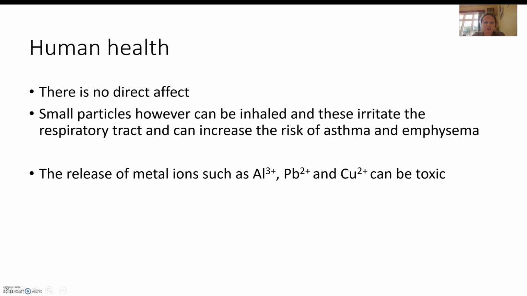Human health, well, there's not a great correlation there, actually, to be honest. It's mostly the environment. It has been shown that small particles, if they're inhaled, can irritate people and cause asthma and things like that. And the release of some metals like Al3+, copper and lead can actually be toxic to humans, but they're produced in low amounts, so I'm not sure how significant that last point is. I actually don't know the stats on that one.